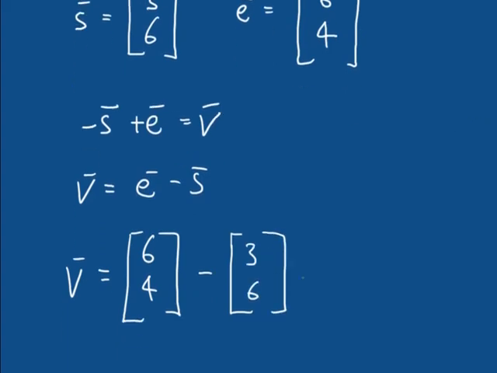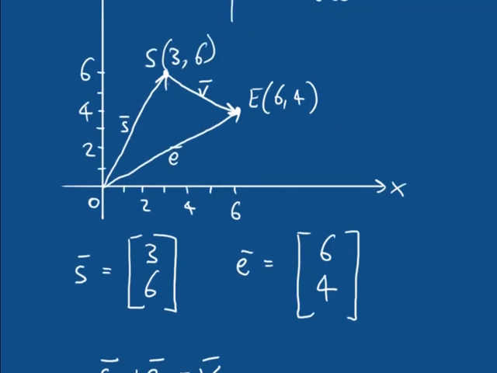So v is going to be equal to 6 minus 3 is 3, 4 minus 6 is minus 2. So our vector that travels between those 2 points should be 3 in x and minus 2 in y. So if we look at that now, we should be travelling 3 in x. Well, we start at 3 and we travel over to 6, as that line was a little bit off there. So we travel over to 6.